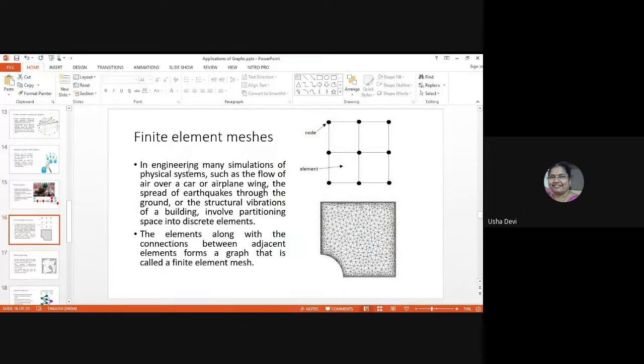Then the next one is finite element meshes. This is also another kind of application. Then we have so many elements. For example, simulation systems are available, even network simulation systems which are available.